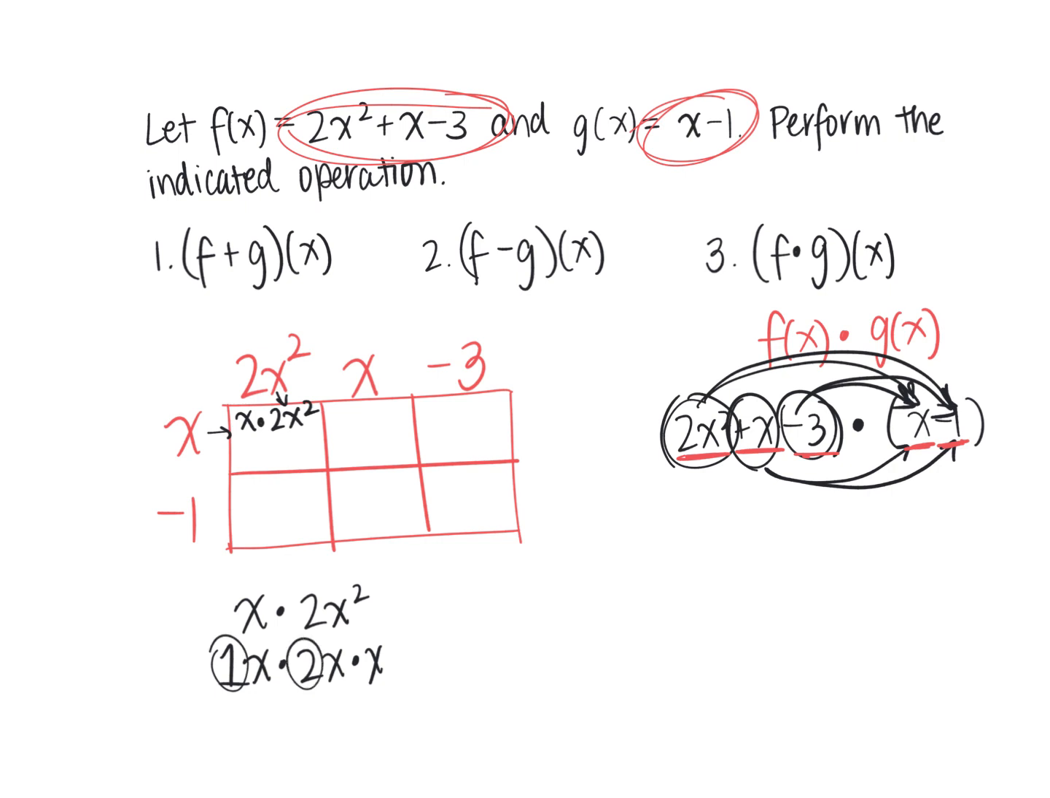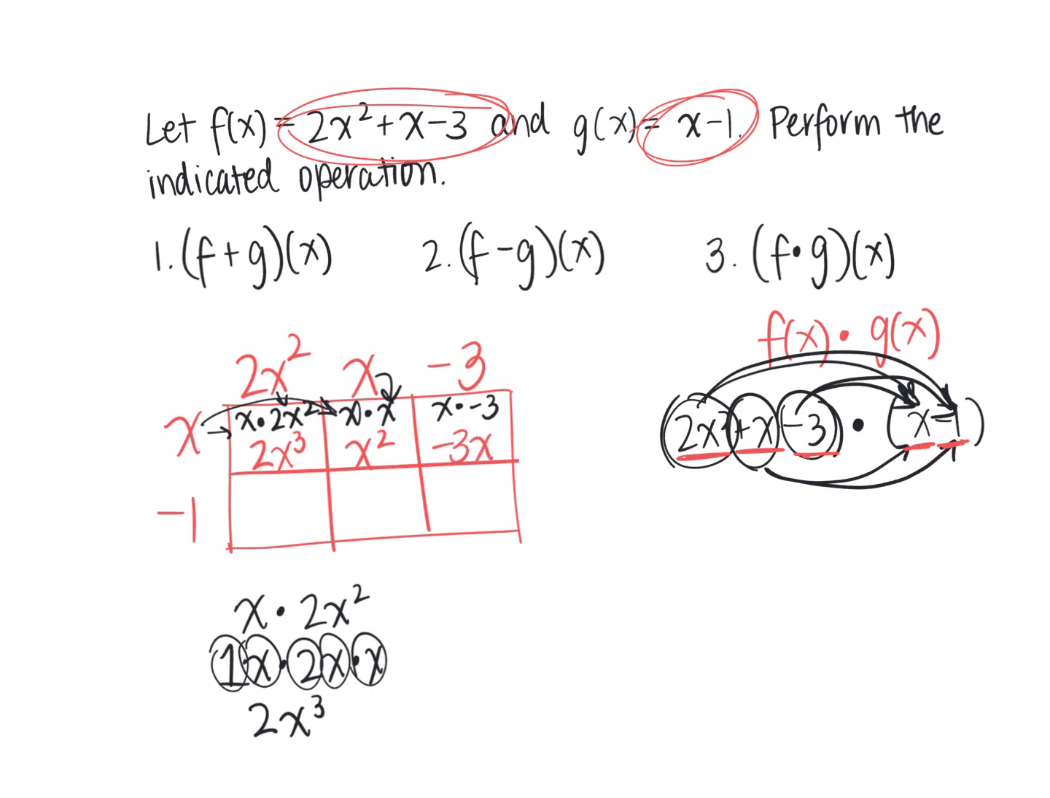1 times 2 is just 2. X times x is x cubed. So inside here is 2x cubed. In the next box, I have x times x, because I have this one going here and this one here. So x times x, I'm multiplying it twice, so x squared. In this box over here, I have x times negative 3, which is just negative 3x.